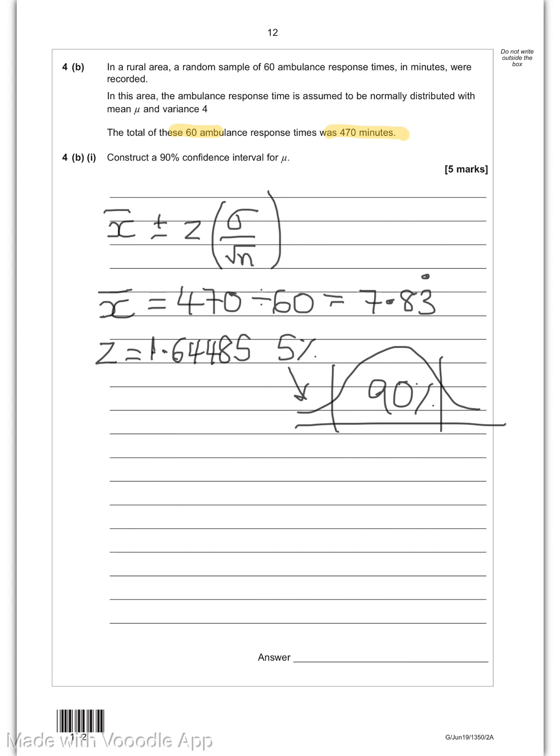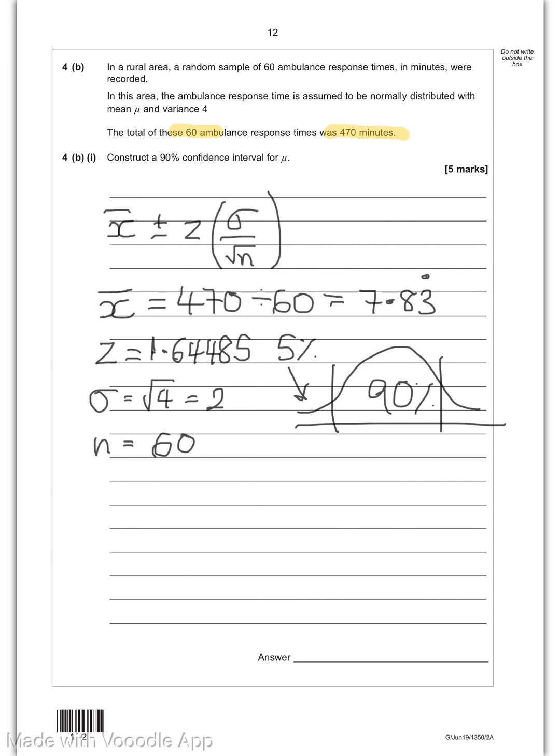Okay, the standard deviation is the square root of the variance, so that's the square root of 4, which is 2. Okay, and the sample size is how many they did it for, which is 60. So I'm ready to set up my formula.